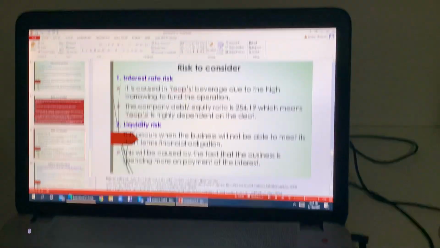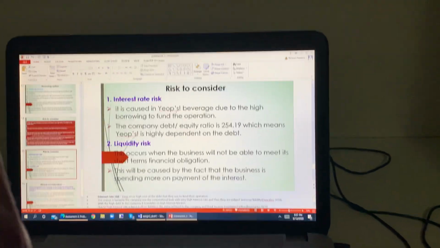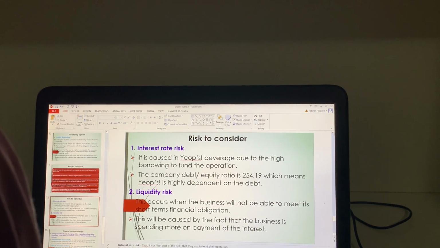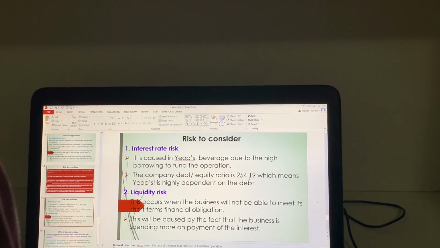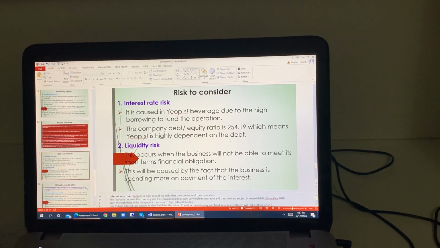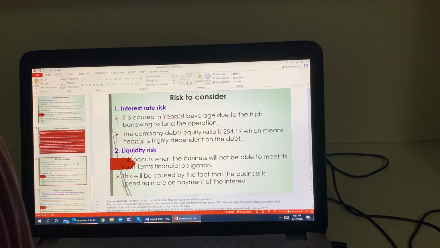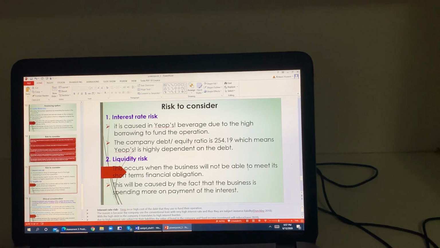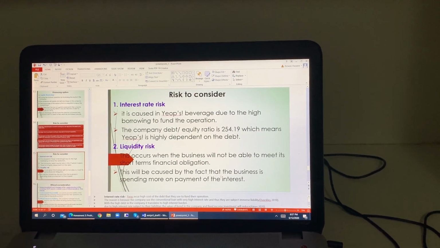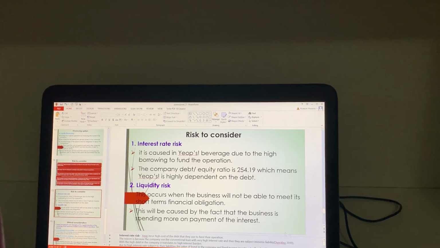Again, risk to consider. Number one is interest rate risk. It is caused in Yobs Beverage due to the high borrowing to fund the operation. The company's debt equity ratio is 254.19, which means Yobs is highly dependent on the debt. Liquidity risk. This occurs when the business will not be able to meet its short-term financial obligation. This will be caused by the fact that the business is spending more on payment of the interest.